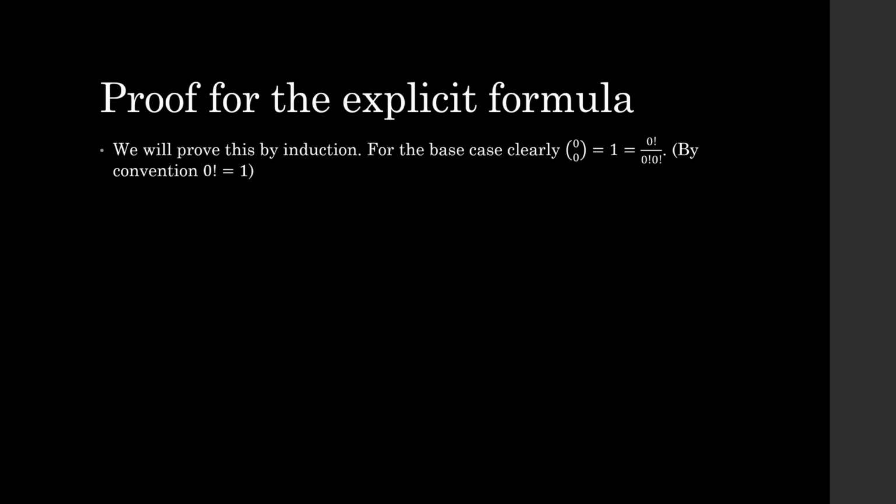So from a base case, clearly 0 choose 0 is equal to 1, because that's 0 factorial over 0 factorial times 0 factorial. If we take by convention that 0 factorial equals 1, then this is going to be equal to 1. And that's just how it is with factorial. 0 factorial is equal to 1. And I guess in some sense, you could consider the empty list as being a proper rearrangement of a zero element list. Like doing nothing counts as a part of it.